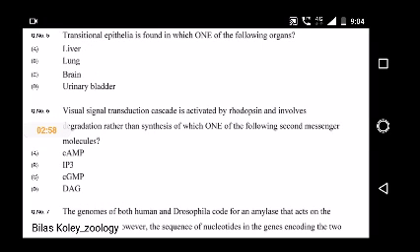Now we will discuss question number 5. Transitional epithelia is found in which one of the following organs? And the options are liver, lung, brain, urinary bladder. In this question, the right option is option D.